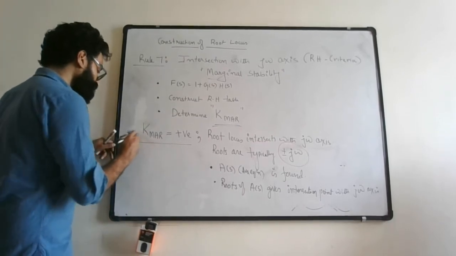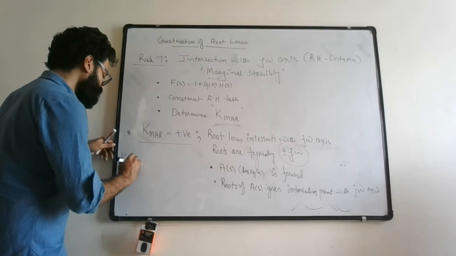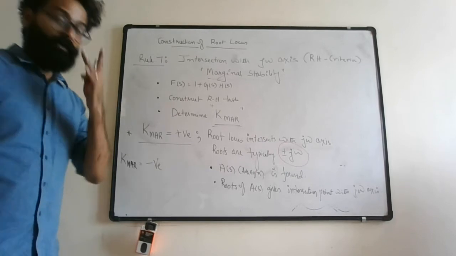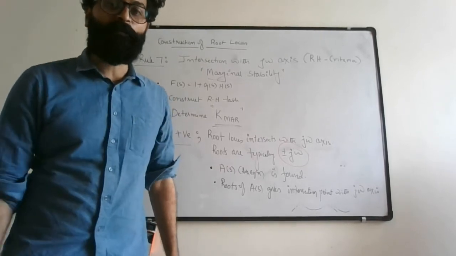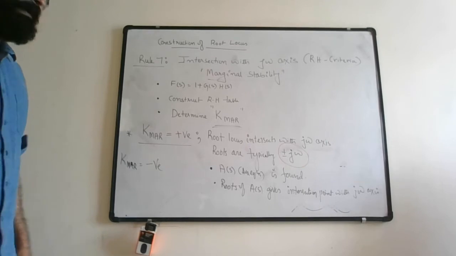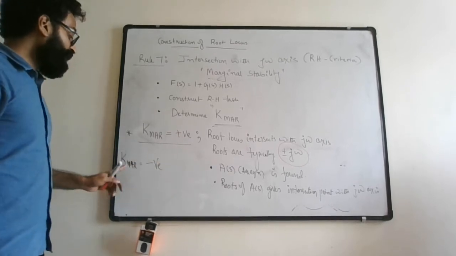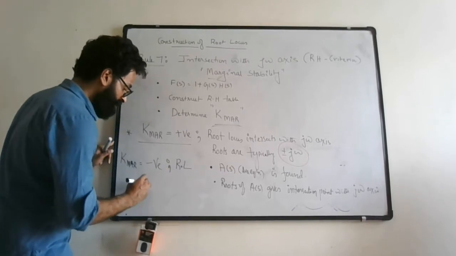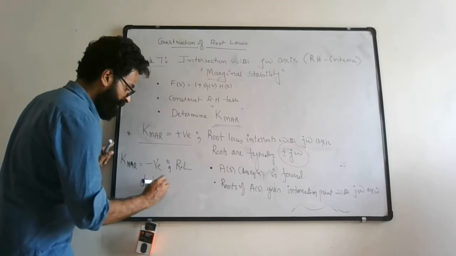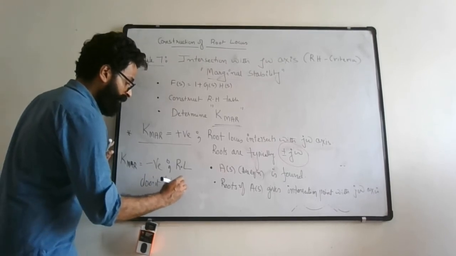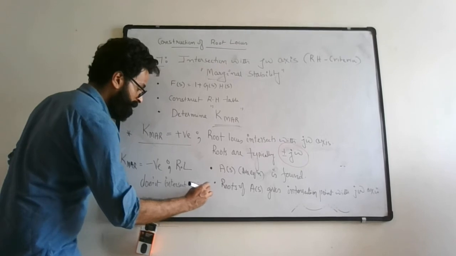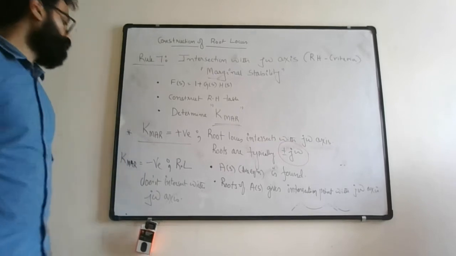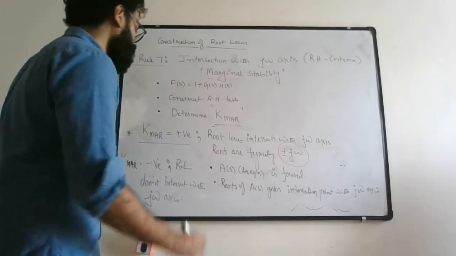On the other hand, suppose you get K marginal equal to some negative real number. If you get an imaginary number, then it is an invalid case. You should get a real number, either positive or negative. If you get K marginal as negative, then you can say that root locus doesn't intersect with j omega axis.